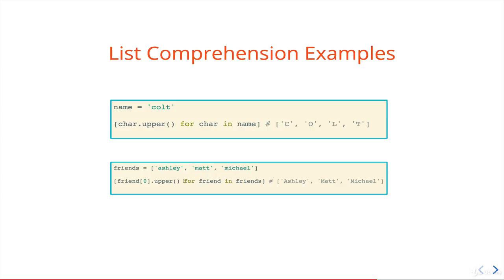We are looping through, so for each friend in friends, take that friend, take the first character, and uppercase it. So then we end up with Ashley, capital A, Matt, capital M, Michael, capital M. And so we end up with a list always. So even if we're working with a string, in this case, we're looping through the string, this is a list comprehension. The end result that's returned is a list.